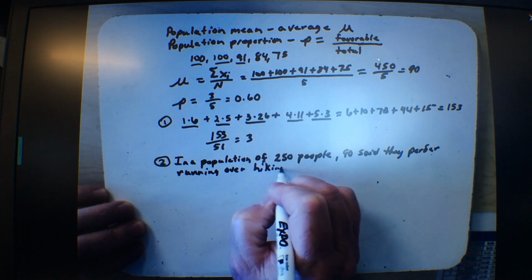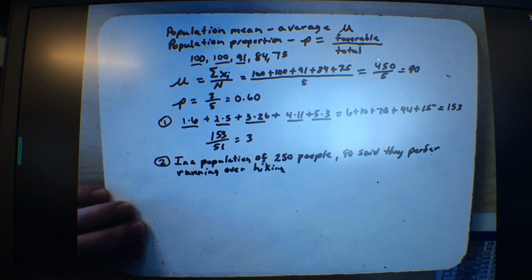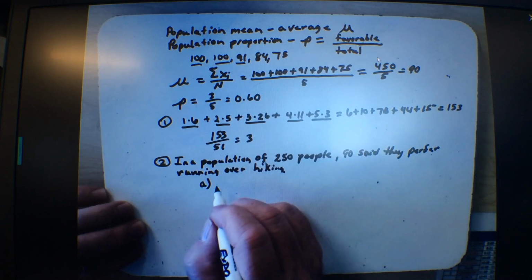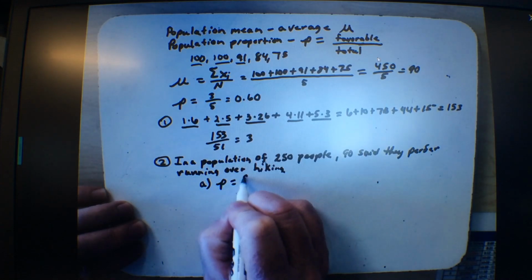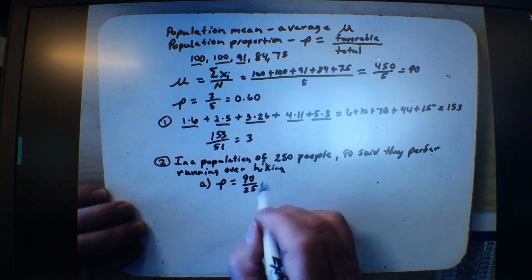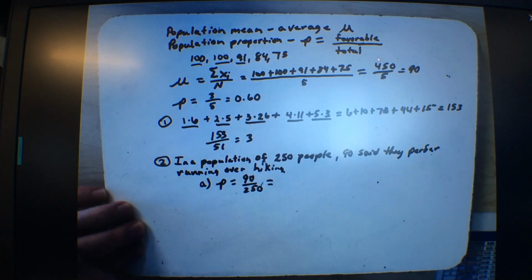Okay? Alright, the first question says, what is the population proportion of people who prefer running over hiking? So what is the population proportion? P. It is 90 over 250. So do you want that in percentile? No, they want that as a decimal. So what is it as a decimal?